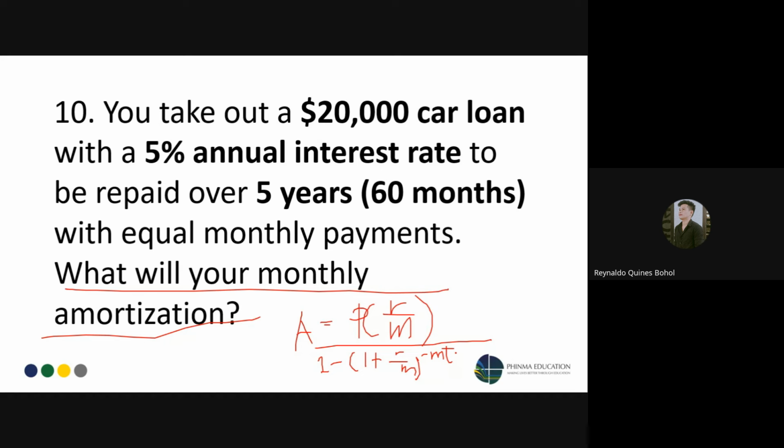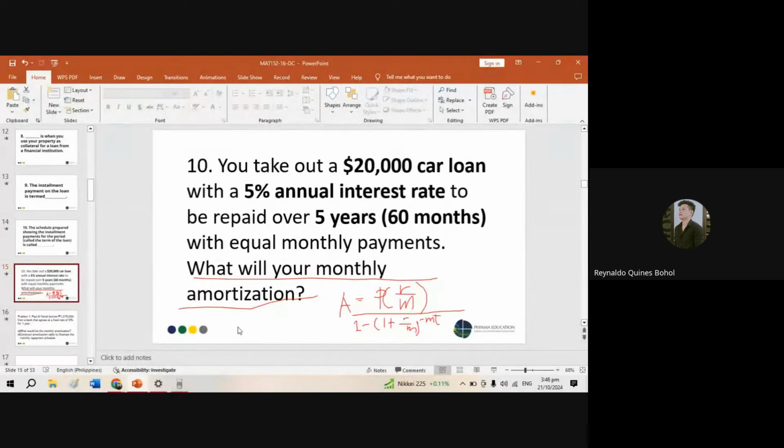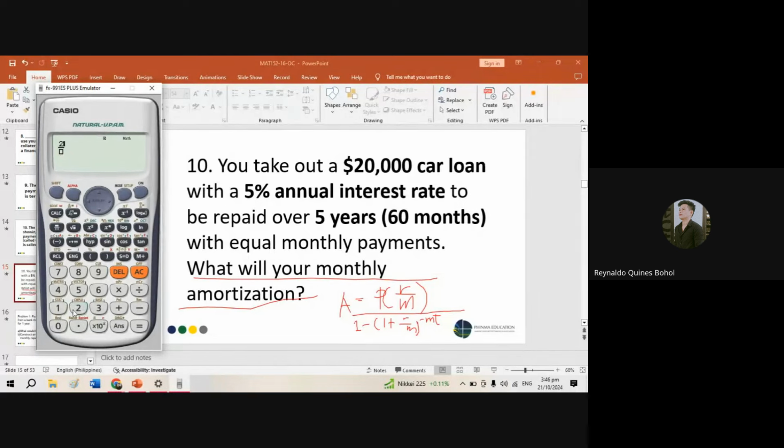Sumobra ka sa sagot. Okay, Tertius got a correct answer. The answer here is 377.42. How? So this is the solution. 20,000 times the rate 0.05, and monthly, your M is 12. Then 1 minus open 1 plus the rate 0.05 all over 12, then raised to negative M times the years: 5 times 12 is 60, so raised to negative 60. It should be 1 plus. So the answer is 377.42. Krishna got the correct answer.